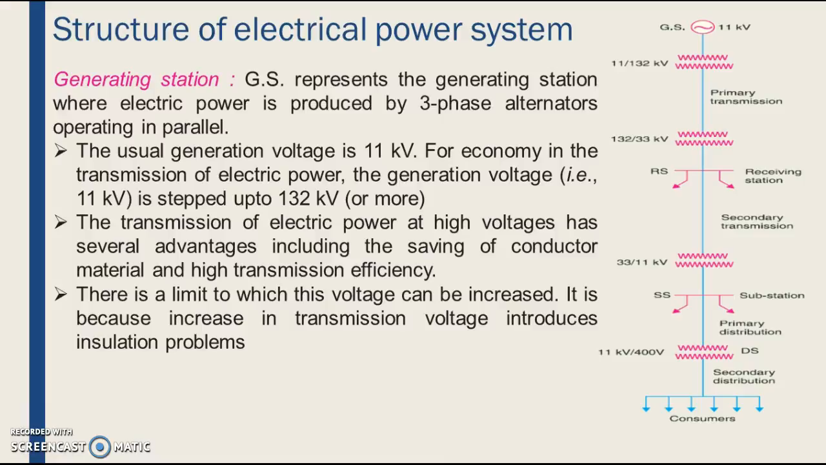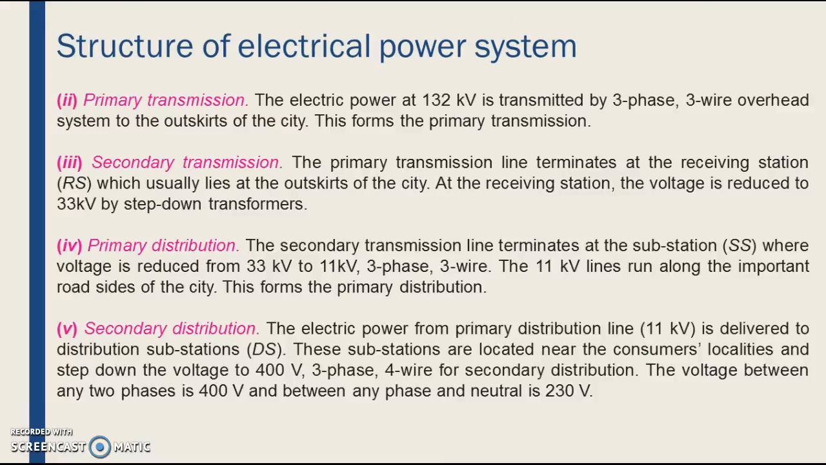Next, we are moving to the topic primary transmission. In the primary transmission, the electrical power at 132 kV is transmitted by a three-phase, three-wire overhead system to the outskirts of the city. This forms the primary transmission.